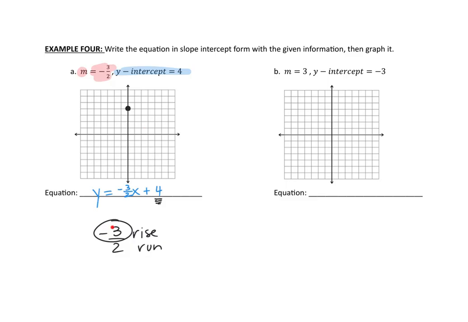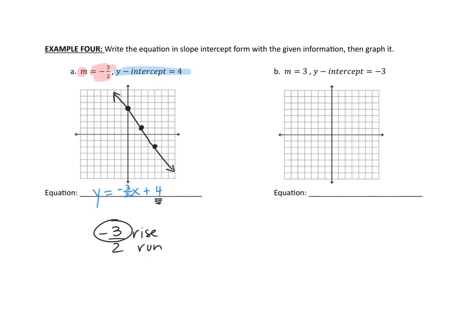Okay, so if you use the negative on the top, on the going down, then you always go to the right. So I'm going to go down 3 over 2. Put my next point. I'm going to do that again. So down 1, 2, 3 over 2. Get my next point, and then you probably don't have a ruler with you, but using a straight edge or get it as straight as you can, draw a line and put some arrows on both ends, and you just graphed that line. All right, I'd like you to try letter B. So pause the video and give it a try.